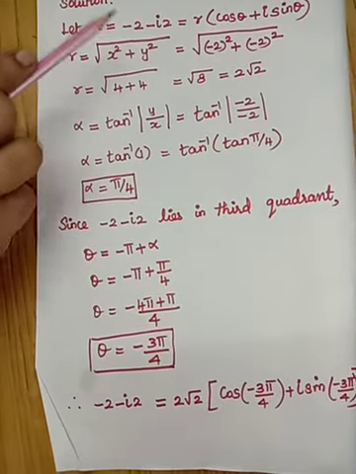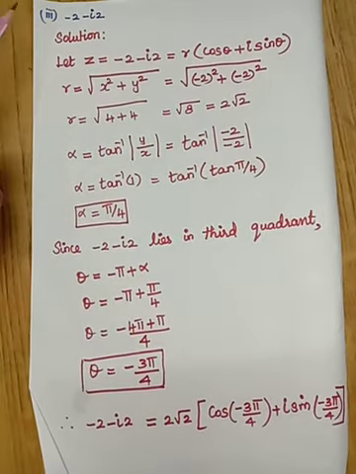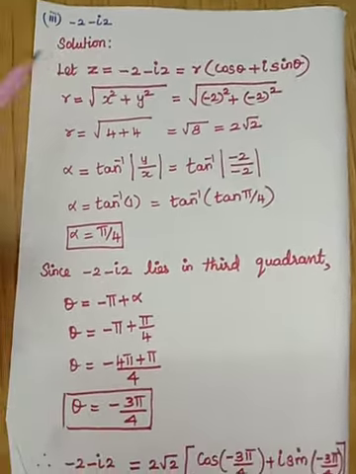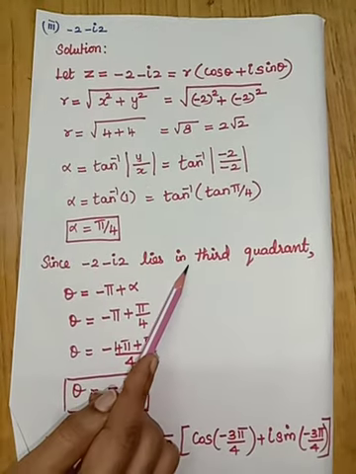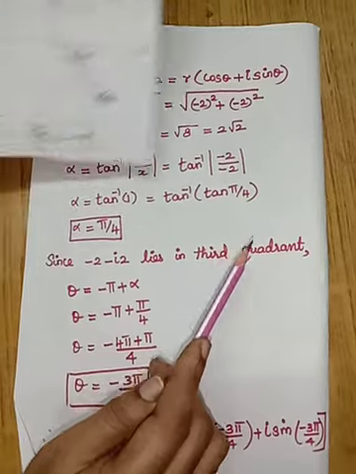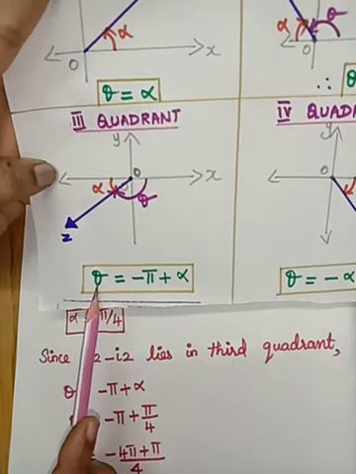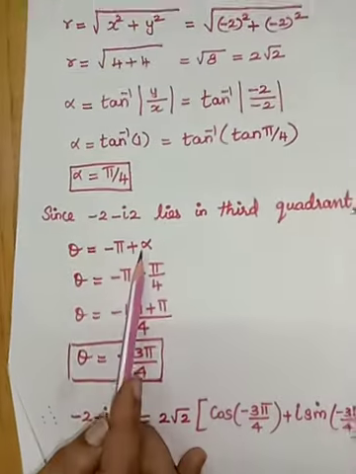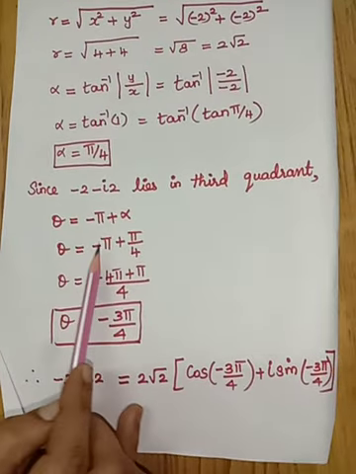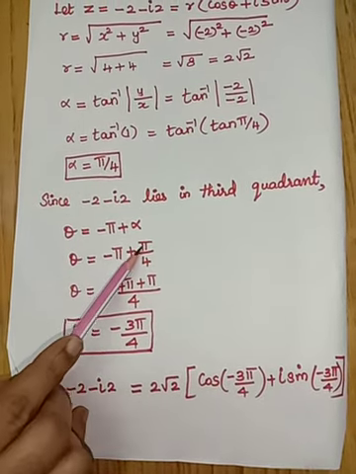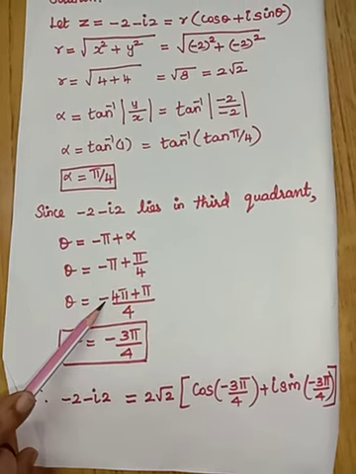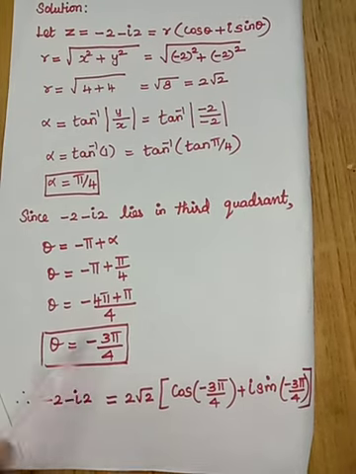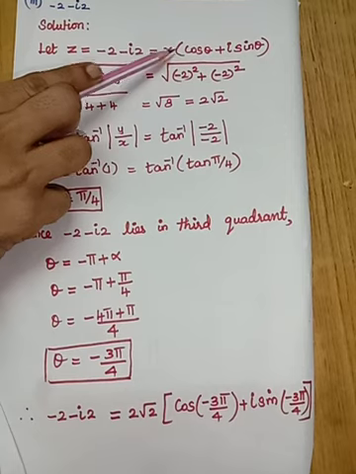Next, what do you have to check? You have to check in which quadrant the complex number lies. Look at this: x is negative and y is also negative. Both x and y are negative, so the complex number lies in the third quadrant. In the third quadrant, what is theta? The formula for finding theta is minus pi plus alpha. So I have substituted minus pi plus alpha, with alpha as pi by 4. Taking the LCM, it is minus 4 pi by 4 plus pi by 4, that is equal to minus 3 pi by 4.